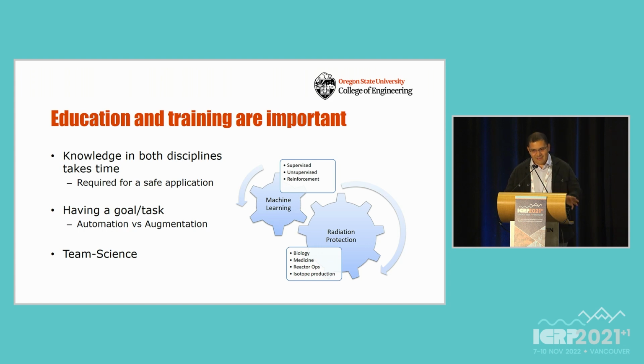Sorry, I flipped too quickly. So what are the key challenges and opportunities? I'll tell you the number one and probably the most important one is education and training, which luckily is the theme, or part of the theme, of this conference. It is very important because you do have to have some understanding of both disciplines. The reason is that you want to come up with the right questions and the right constraints for your system.